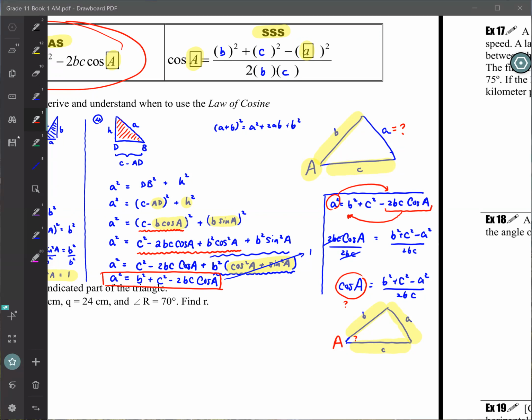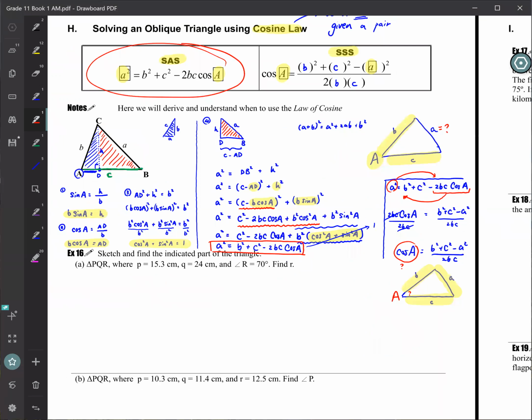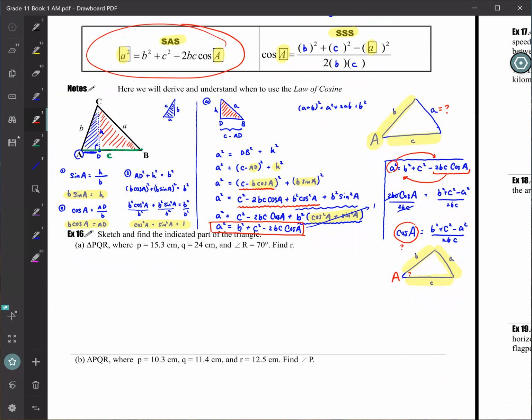So try the questions. There are two questions: one is for finding the missing side, and the other is for finding the missing angle. Then that will be all for today, and then we'll make a summary for both laws.